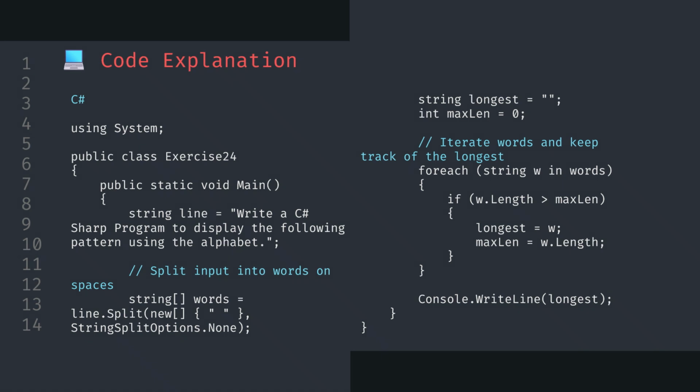Here's a clear implementation. We split the sentence on spaces, then iterate through the resulting array. For each word, we check its length. If it is longer than the current max length, we update the longest and max length. Finally, we print the longest word. This version keeps punctuation attached to words. If you need to ignore punctuation, remove it before splitting or trim each word with a trim regex.